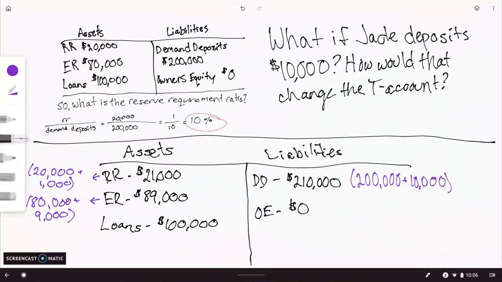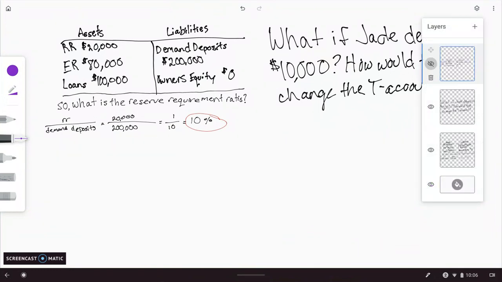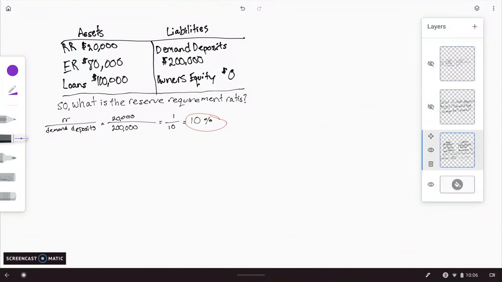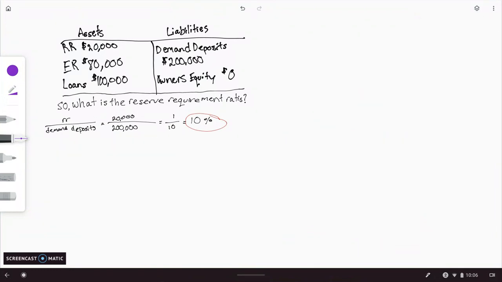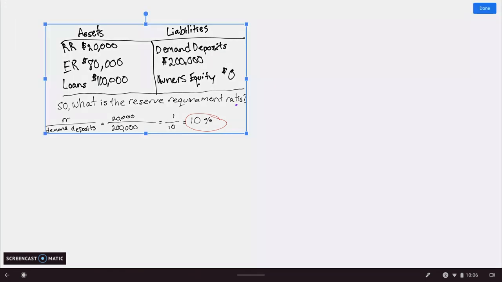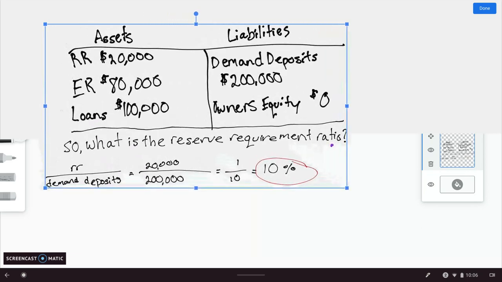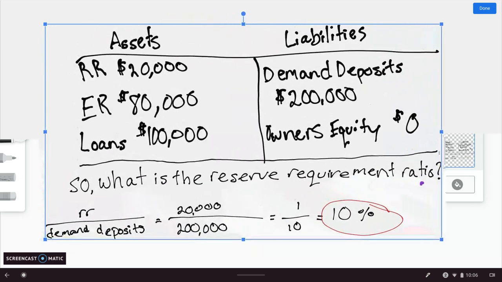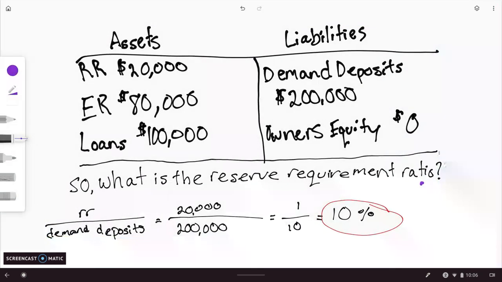So I had a request from one of my viewers to do a video about reserve requirements, excess reserves, etc. So I put together this screencast to show you an example of a T account.